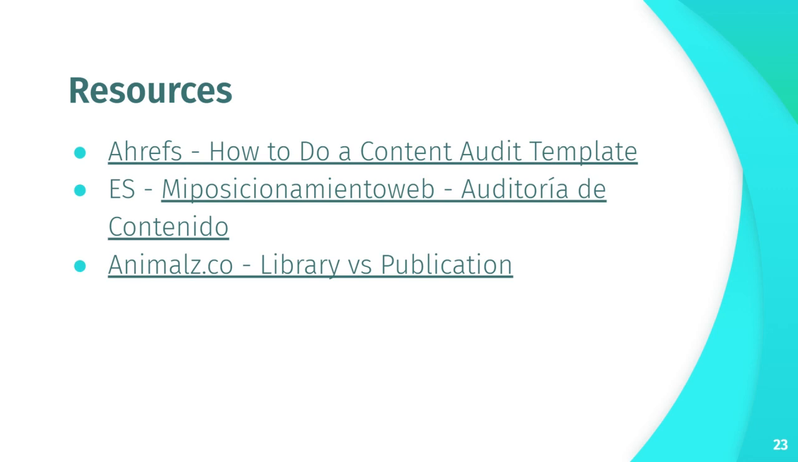These are three of the useful resources that I found to do that. The first one is the Ahrefs article I mentioned, where you will find a good template to do all this analysis step by step. The second article is the same but in Spanish with kind of a different template, but based on that Ahrefs template. And the last one is an interesting article that you could read to inform you about what's the difference between a library and a publication model.